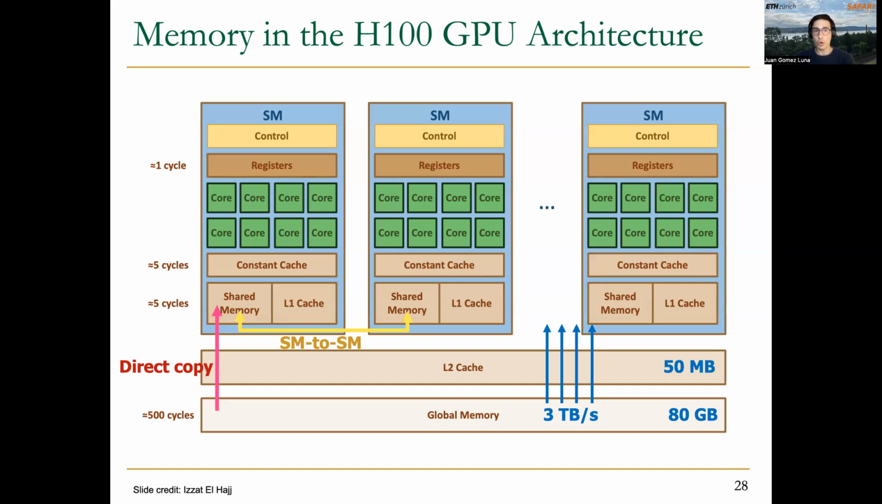There are not so many details so far about this new architecture, but hopefully in later editions of this course, we will tell you more, and we will even have some experience with these different features, such as the direct copy or the SM to SM communication. But now, we know that there are different memory spaces: registers, constant cache, shared memory, L1 cache, L2 cache, global memory, and there are different ways of using them.